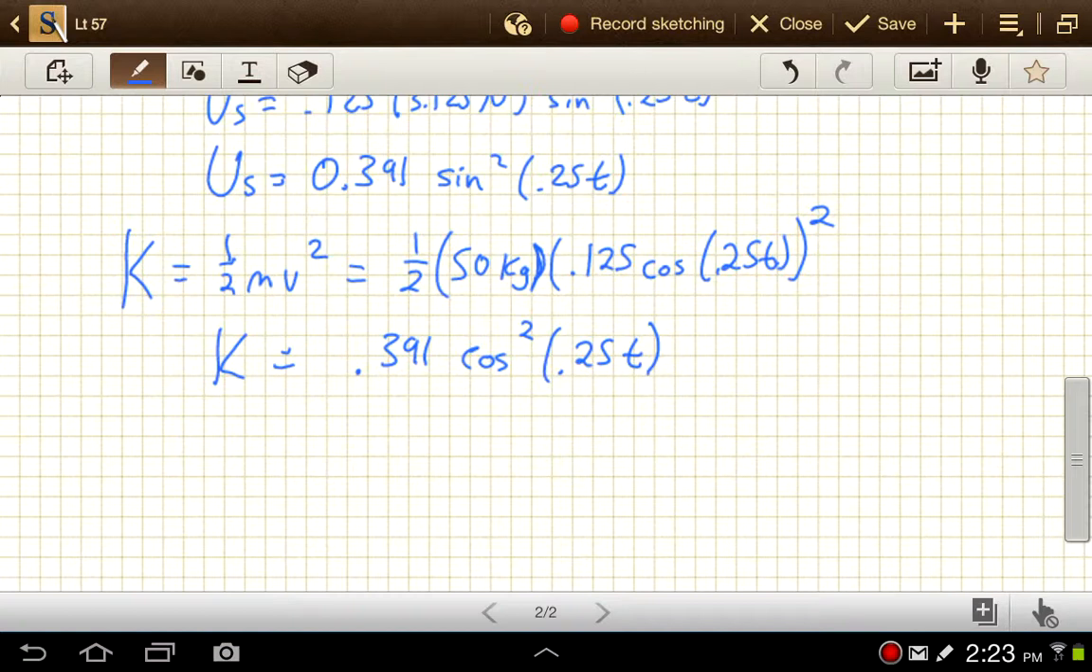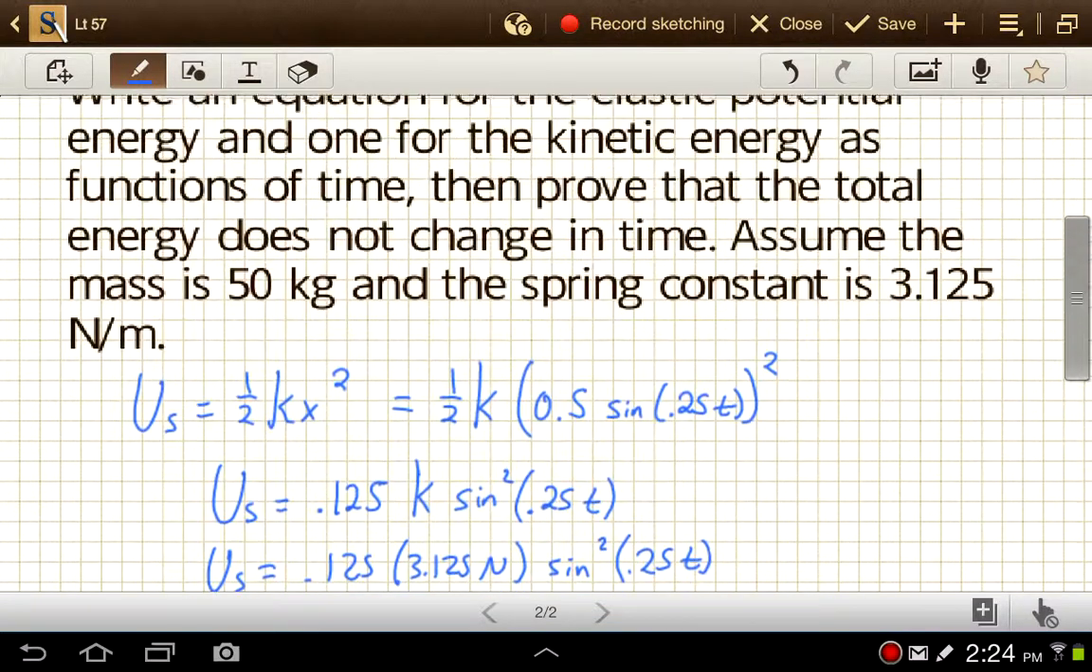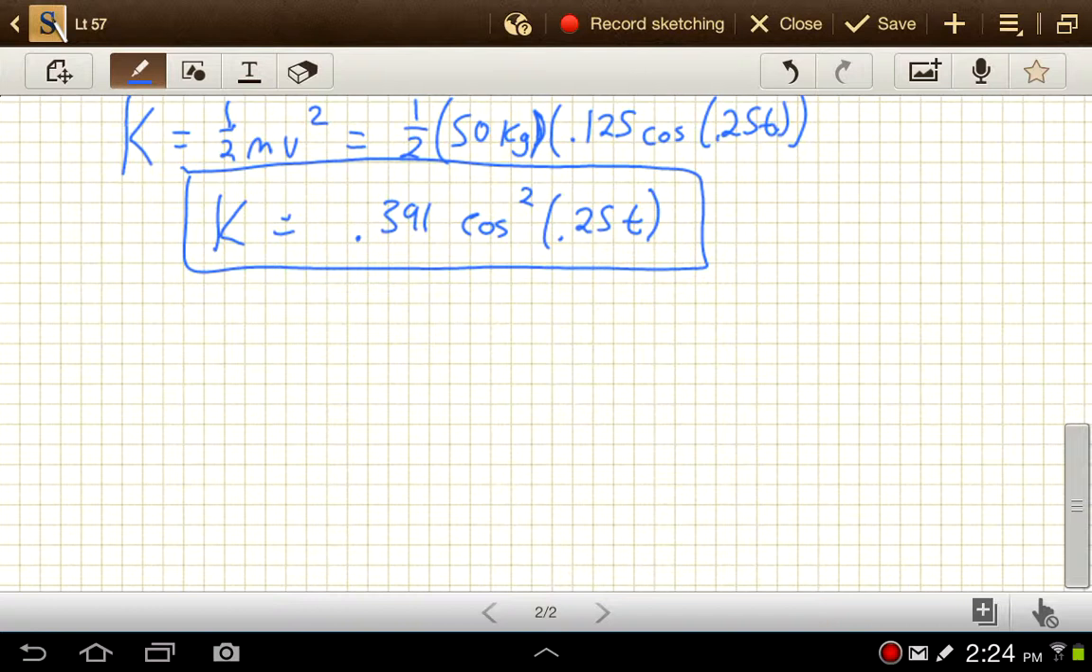Alright, so we've got our first step here, our expressions for energy as a function of time. One depending on the sine squared of 0.25 t, one depending on the cosine squared of 0.25 t. The next part of this asks us to prove that the total energy does not change in time. Okay, so we need an expression for total energy now.